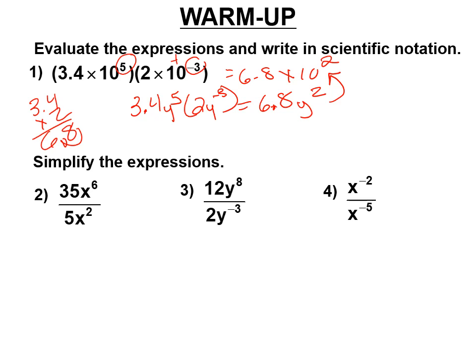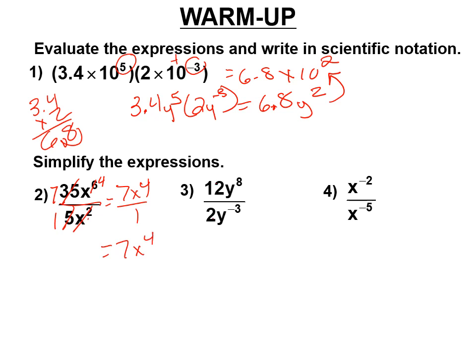So is today's division of scientific notation going to follow the same sort of rules? Let's see. So, 35x to the sixth divided by 5x squared. The coefficients get actually divided. We cancel this x squared and that becomes a 4, and we get 7x to the fourth over 1, or 7x to the fourth.